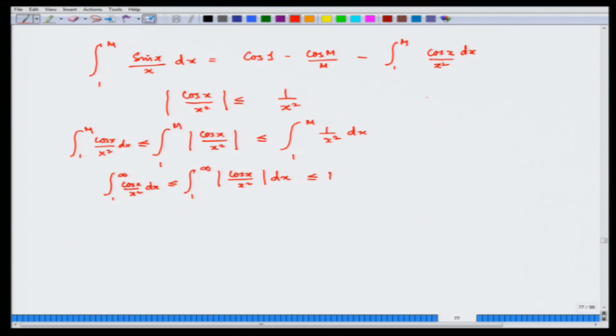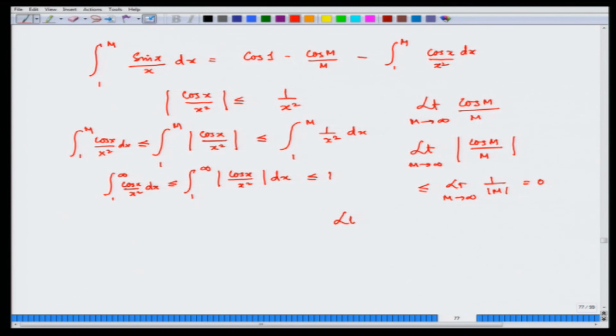And what about this limit? Limit of cos m by m as m tends to infinity. Cos m is a bounded function. So, let me compute the limit as m tends to infinity of mod cos m by m. Now this is the same as taking the limit of 1 by mod m, and this is 0. Now, you know that the limit as m tends to infinity of cos m by m is 0. Now, what is this limit?